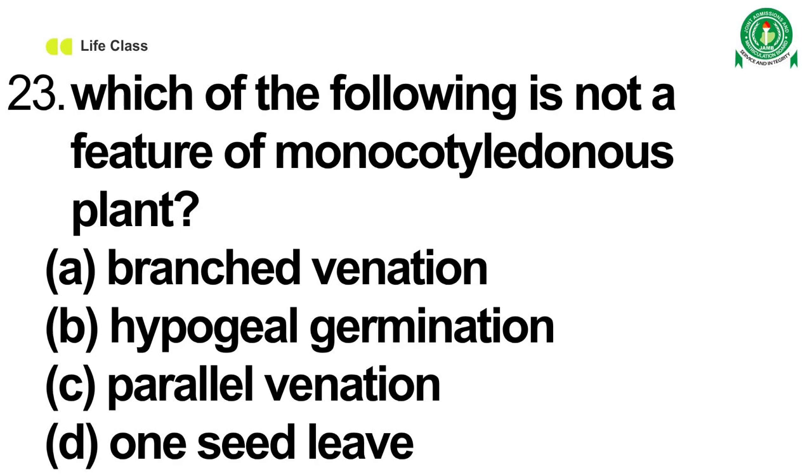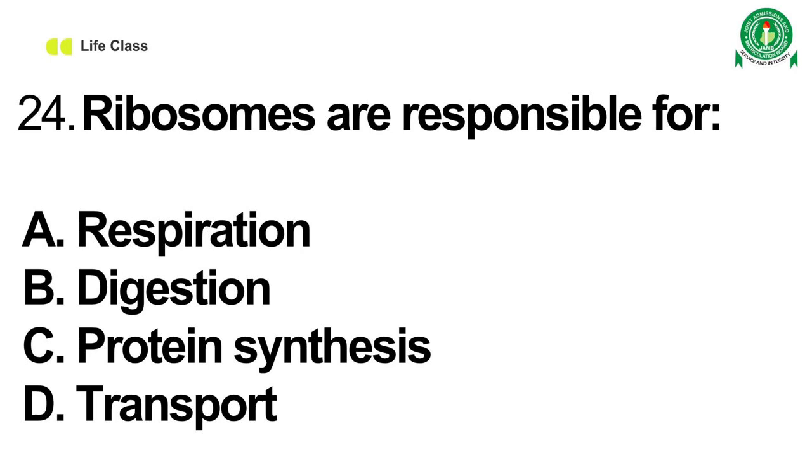Which of the following is not a feature of monocotyledonous plants? So we know the monocot plant and the dicot plants, right? So the options here say A, branch venation, B, hypogeal germination, C, parallel venation, and D, one seed leaf. Which of the following is not a feature of monocot plants? So we know that the correct answer is branch venation. Branch venation is only seen in dicot plants. So monocot plants will always present with parallel venation. Ribosomes are responsible for A, respiration, B, digestion, C, protein synthesis, D, transport. So the correct answer here is C, protein synthesis.